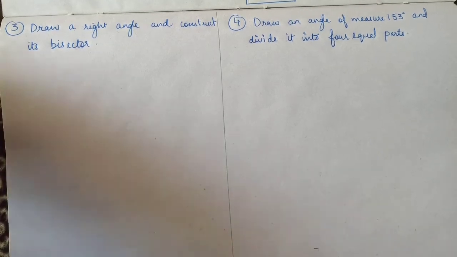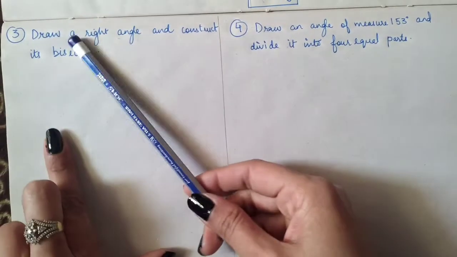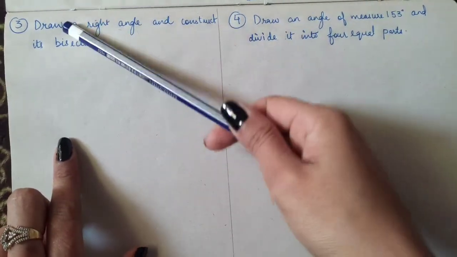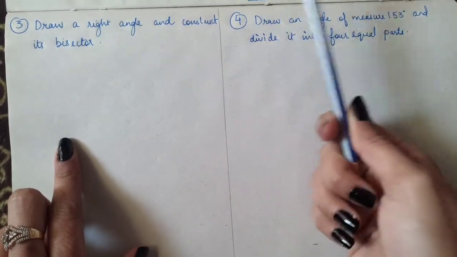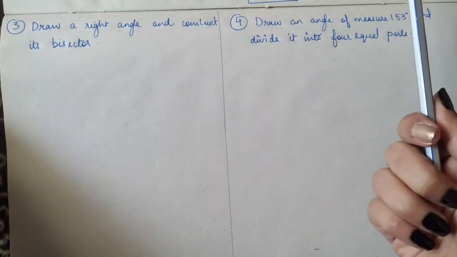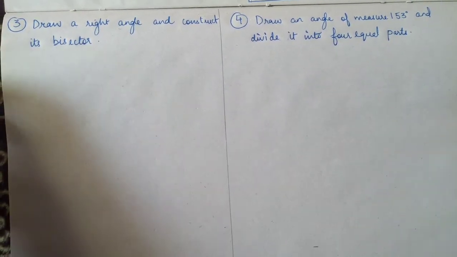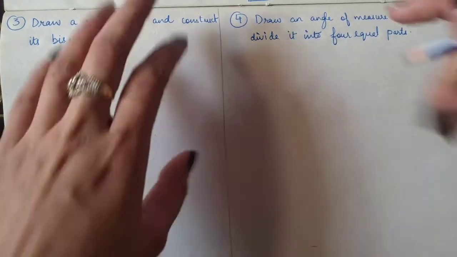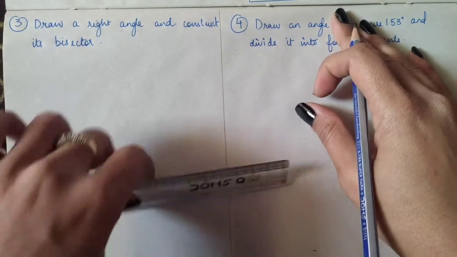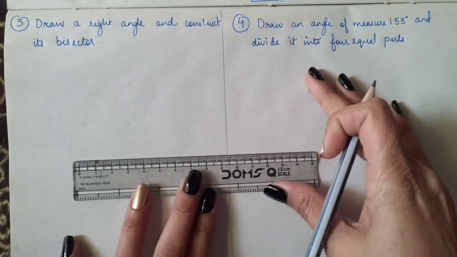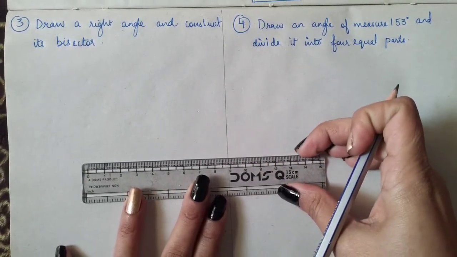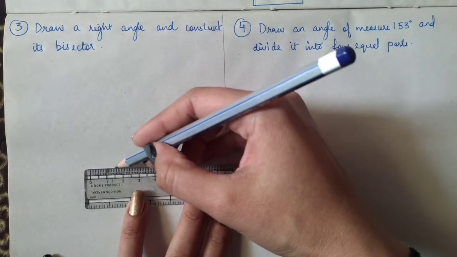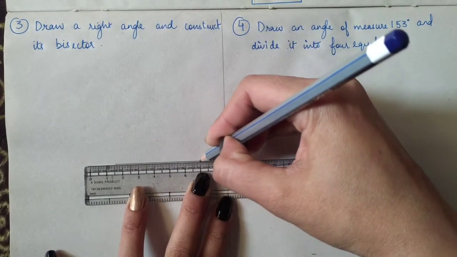Let's move on to question 3. Let's read it first. Draw a right angle and construct its bisector. Again, you have to draw a right angle. Right angle means 90 degrees, and then you have to construct its bisector. We'll be finding the bisector in each and every question of this exercise mostly. So the exact steps of bisection should be in your head now, and I think you should score full marks if this kind of question comes up in the exam. It's very easy to bisect an angle.